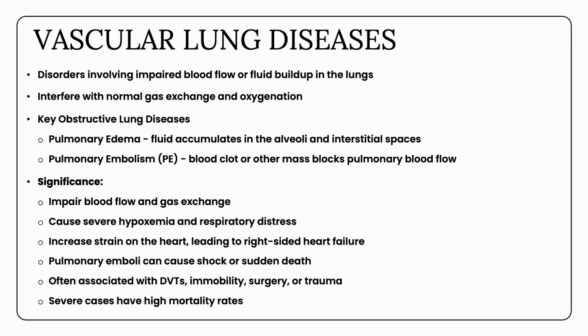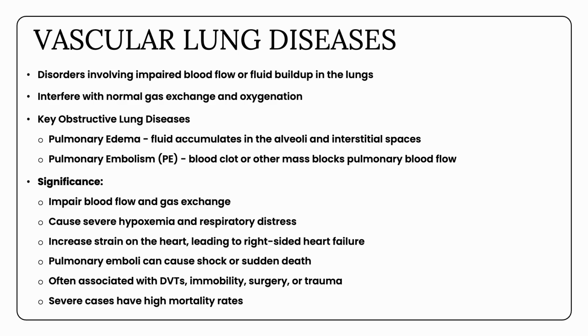Pulmonary embolism is when you get a clot, usually originating from a deep vein thrombosis in the legs. It travels to the pulmonary arteries and blocks blood flow. Small emboli could cause mild symptoms, and large emboli can lead to severe respiratory distress, shock, right-sided heart failure, or even sudden death. That's why PEs are very, very dangerous.